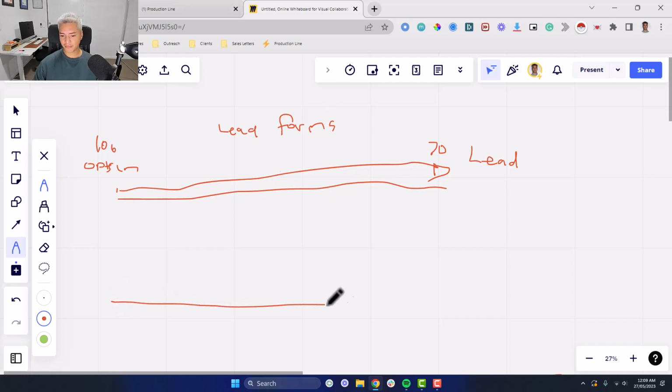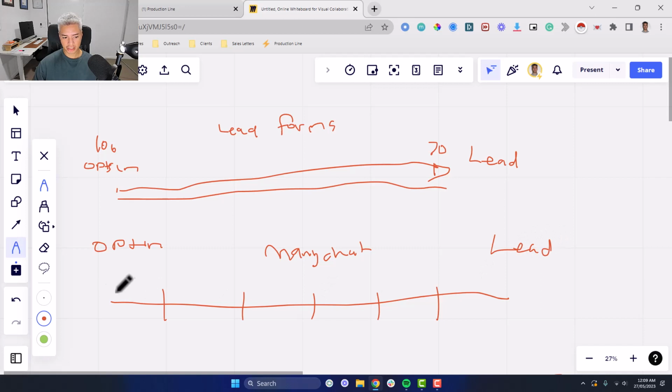Now let's take this part, right? And let's say every part here is a part of friction. So you get their street address, you get the time frame, you get the email, you get the phone number, and you ask them to confirm their details. And this is an example for ManyChat. And we've got the opt-in, and you've got the lead. And this is the person. They're going to come here, jump over, come here, jump over, overcome these obstacles.